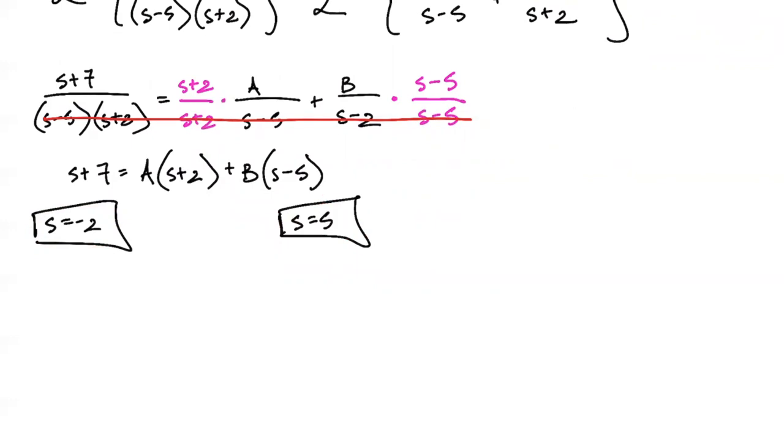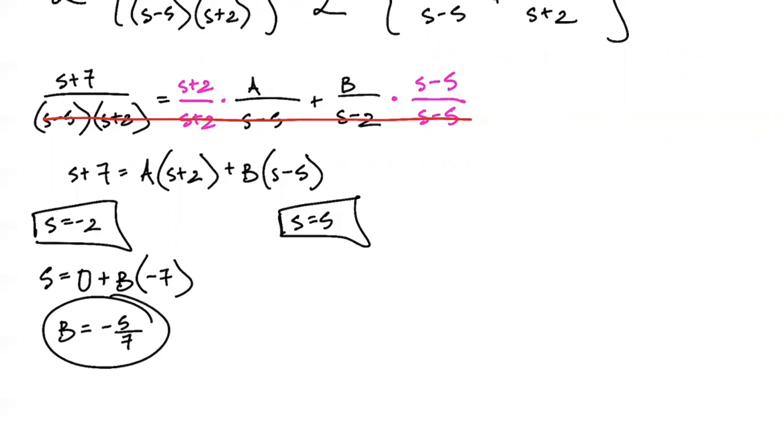Okay. So if I plug in -2 on the left-hand side, I will get 5 equals, let's see, 0 plus B times -7. All right, so we're going to get B equals -5/7. And then I'm going to repeat the process with 5, plugging in everywhere. So 5 plus 7, that gives me 12, which equals A times 7 plus the second term zeros out. And so I get A to be 12/7.